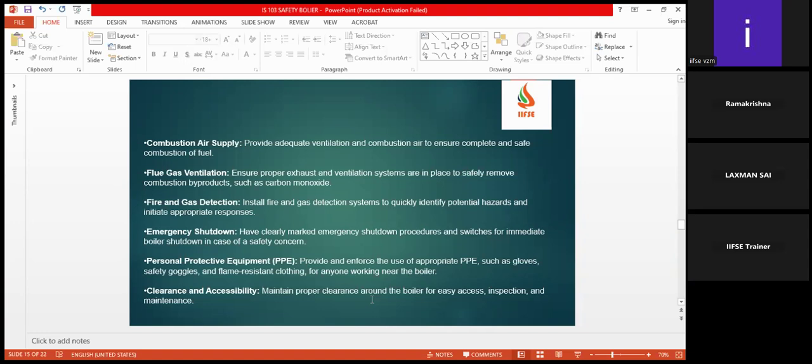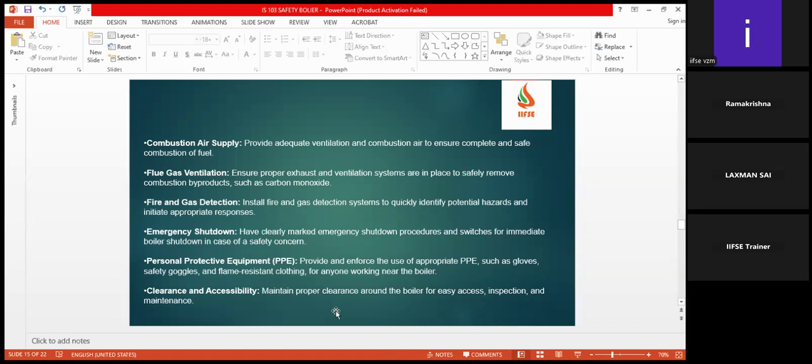Then fire and gas detection. So install the fire and gas detection systems to quickly identify potential hazards, and also initiate appropriate responses. Gas detection is majorly that CO gas detection. Hence, it is colorless and odorless. It is toxic. So we should have these gas detections to identify the early situations before it is reaching the toxic atmosphere.